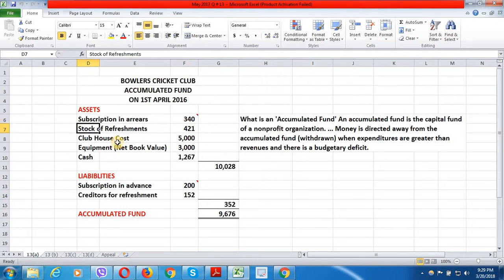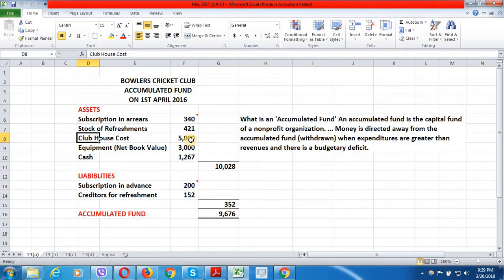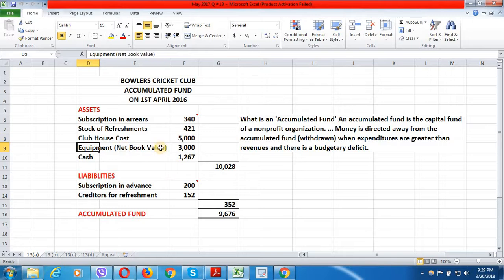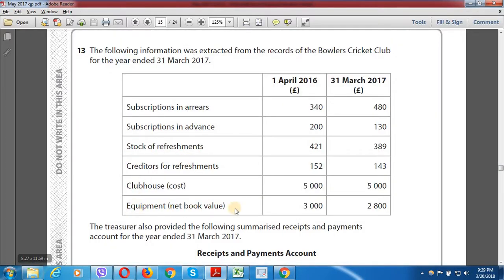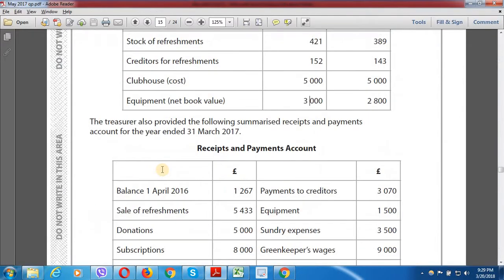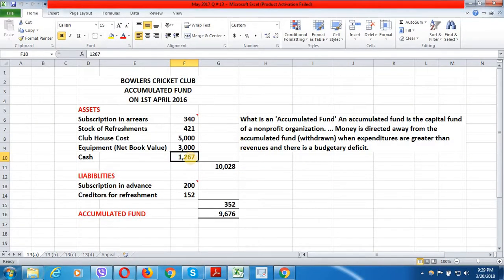Then comes stock of refreshments 421. Clubhouse cost 5000 pounds. Equipment net book value 3000 pounds. Cash. It means opening cash. So in the receipts and payment account, the opening cash was shown 1267. This is also an asset for this club.